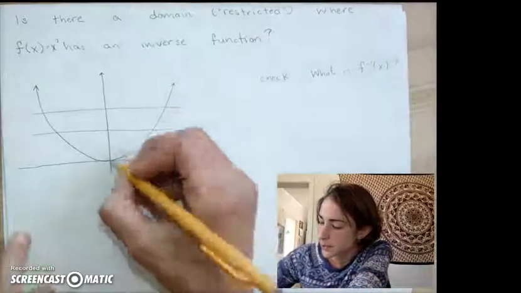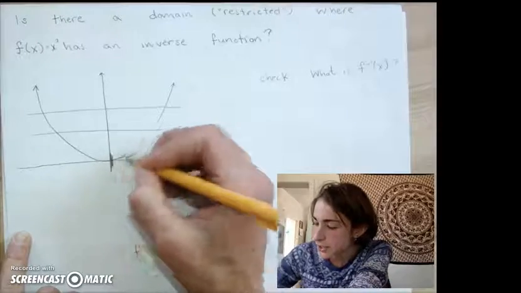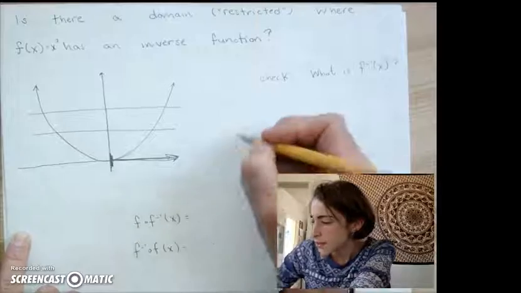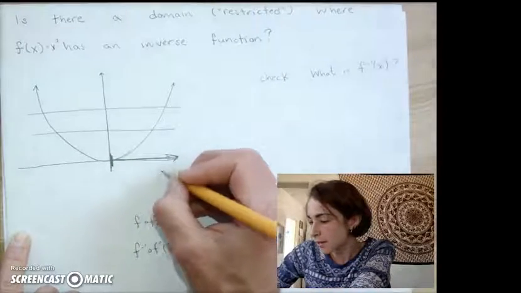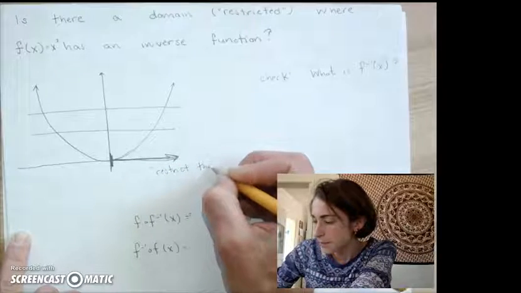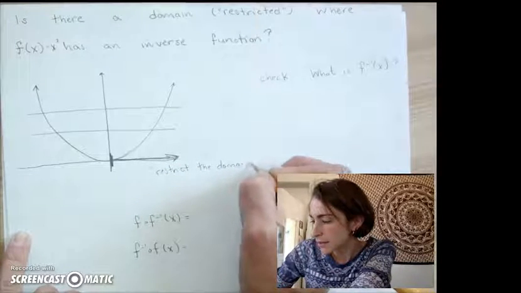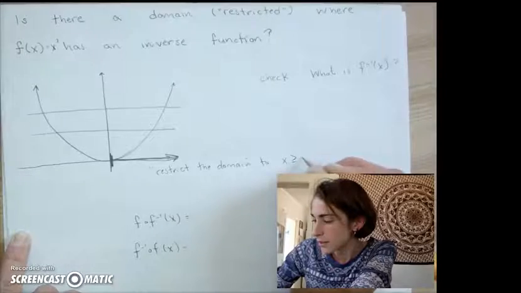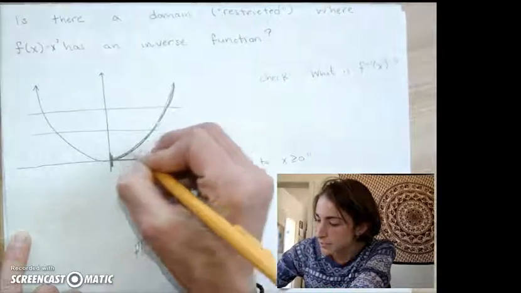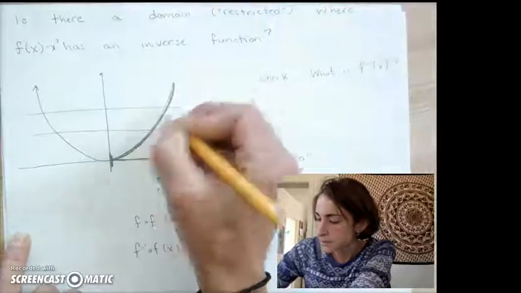And I'll give you one solution. What if we just look at the positive values for x? So if we restrict to the positive, we call this restricting the domain. Restrict the domain to x greater than or equal to 0. Then the only part of the graph I'm looking at is this right-hand part.